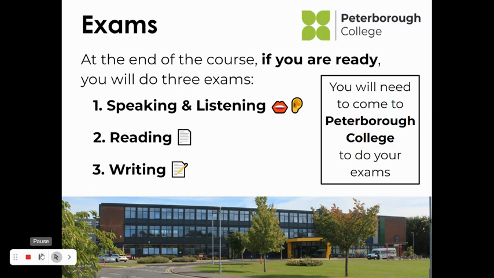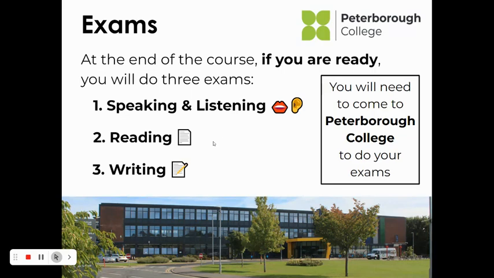All right, and then onto the important concept of exams. So at the end of the course, if you are ready, you will do 3 exams. You will do a speaking and listening exam. These usually take place in week 7 or week 8 of your course. Okay, and you will need to come into Peterborough College to do your exams. All right, so in week 7 or week 8, you'll do your speaking and listening exams.